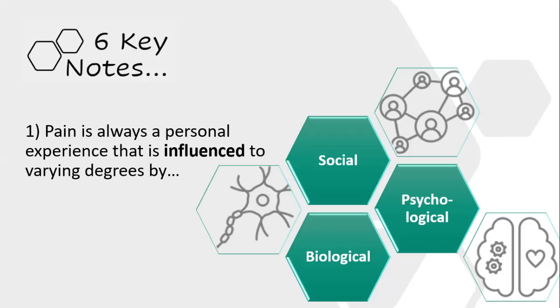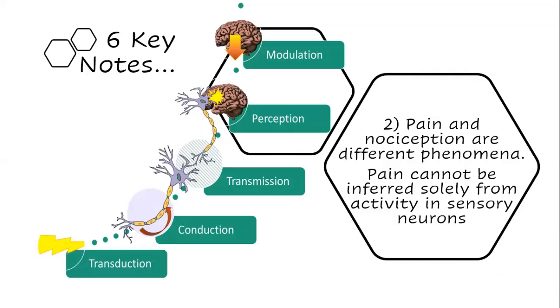Let's look at the 6 keynotes the International Association for the Study of Pain used to elaborate on their definition. Number 1 states that pain is always a personal experience that is influenced to varying degrees by social, psychological, as well as biological factors. The key word is influence, as it is important to understand that not everyone experiences pain in the same way. Pain and nociception are different phenomena. Pain cannot be inferred solely from activity in sensory neurons.